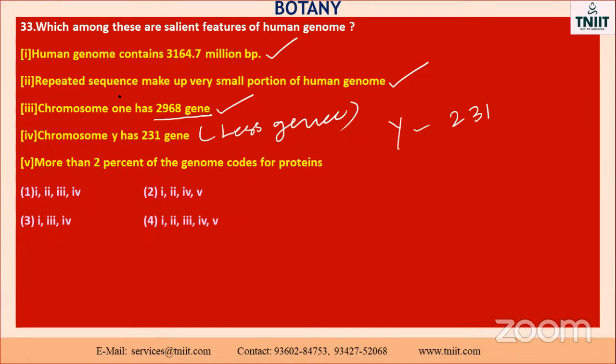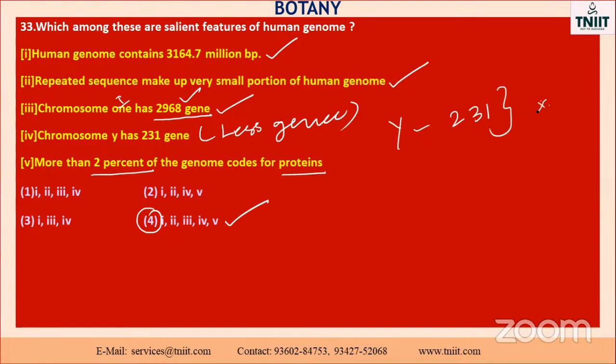Another one is this one, called chromosome 1. It has 2968 genes. These are NEET questions. So this is also correct. So the fourth is correct means what happened? Automatically, more than 2% of the genome codes for protein. This one we also already discussed. 2% of the genome can encode protein molecules. So the option is all correct, meaning 1, 2, 3, 4, 5 are correct. The answer is this one.